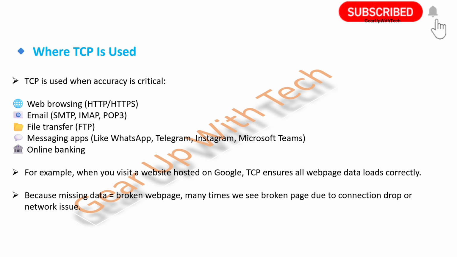For example, when you visit a website hosted on Google, TCP ensures all web page data loads correctly, because missing data equals a broken web page. Many times we see a broken page due to connection drop or network issues.